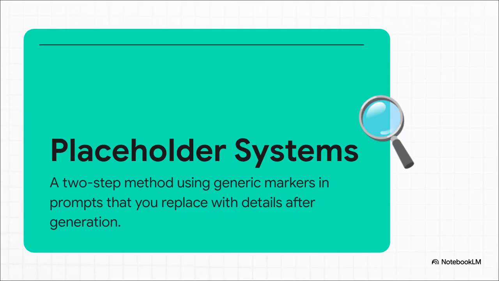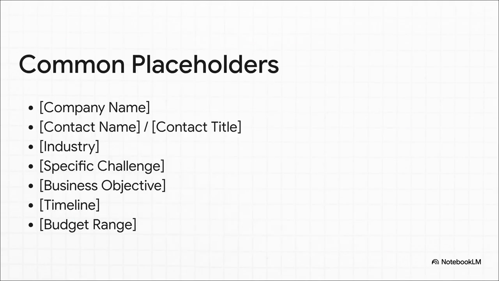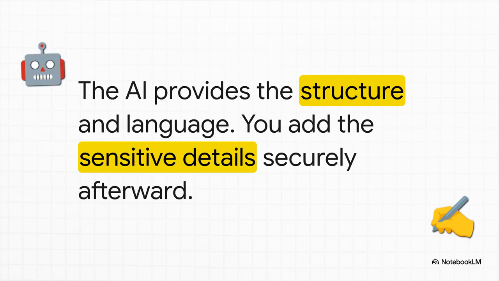And the final technique in our toolkit. This one is a game changer. It's using placeholder systems. This is a brilliant 2-step method where the AI never even sees your sensitive data. The idea is so simple. You use these generic markers in your prompts like you see here. Think of them as variables. You're basically telling the AI, hey, build me a perfect template and leave these spots blank. I'll handle the rest. So here's the magic. The AI gives you this perfectly crafted email, this beautifully structured proposal, and then you, offline on your own computer, drop in the specific names and numbers. The security is maintained from start to finish.